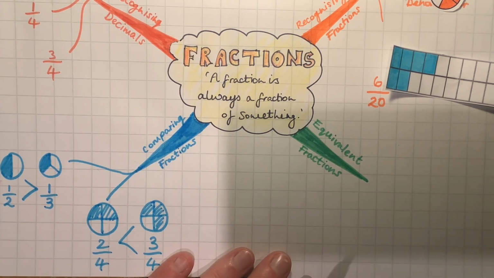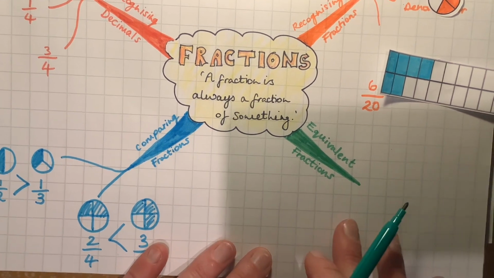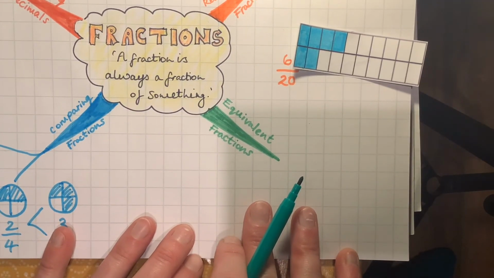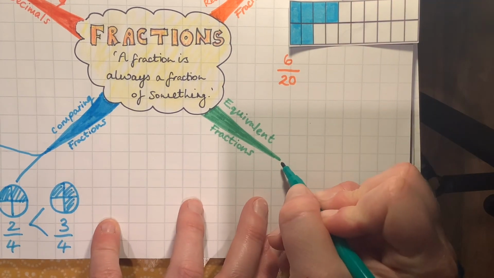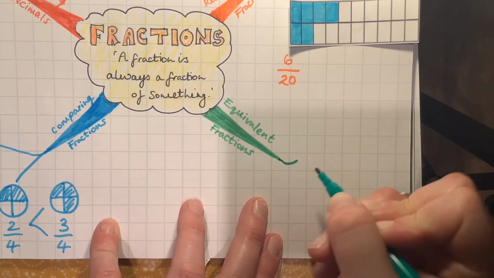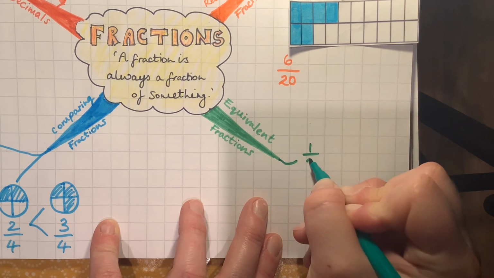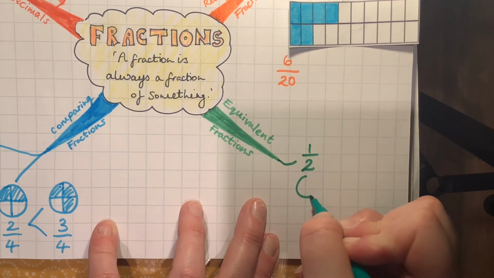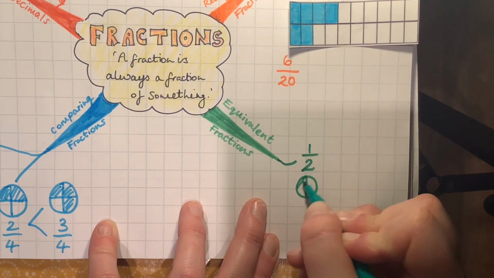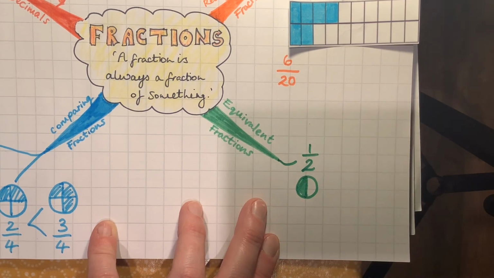Right, so equivalent fractions. Let's come on to our green branch here. Okay, so let's see if I can think of an equivalent fraction. Right, so let's start off with one that we all are familiar with. We all know what we're doing. Let's start off with a half, okay? There we go, we all know that's a half.